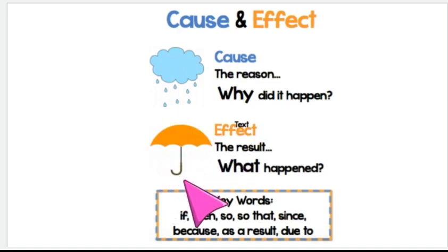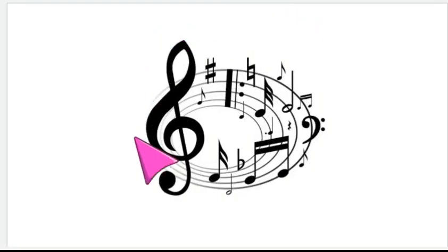Some keywords we listen for to understand cause and effect are if, then, so that, since, because, as a result, and due to. Let's go ahead and pop into our song so that we can sing along to better understand cause and effect. Ooh, I love this song. It's such a bop. Sing along if you'd like.